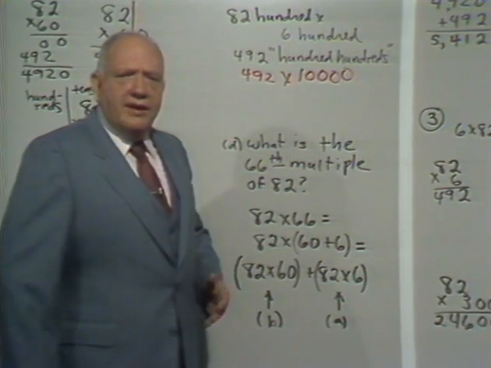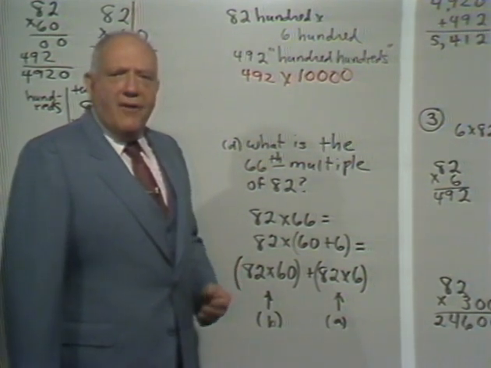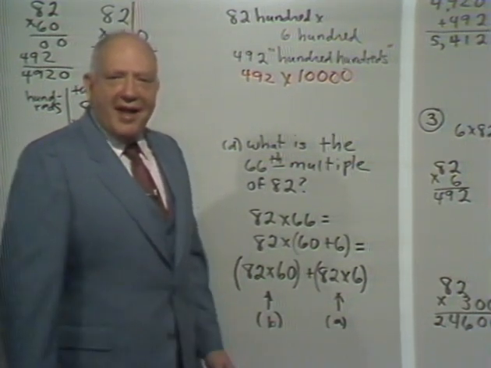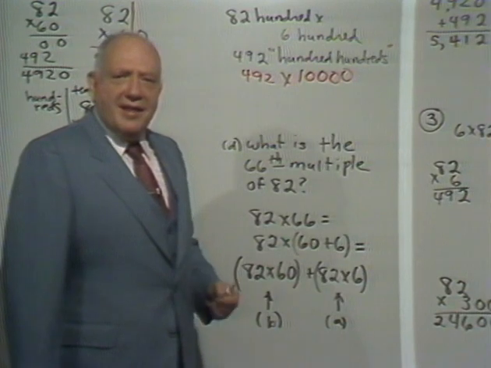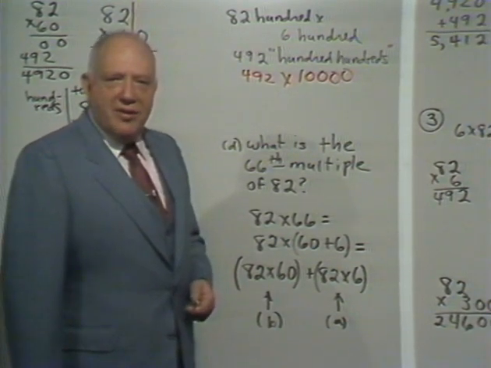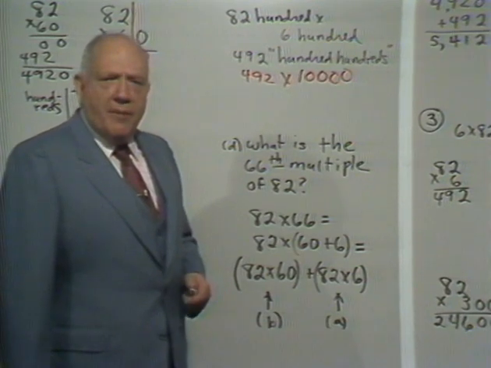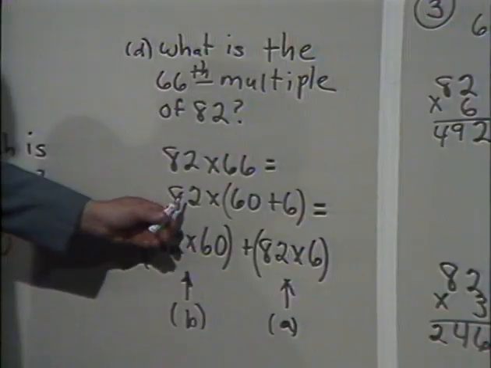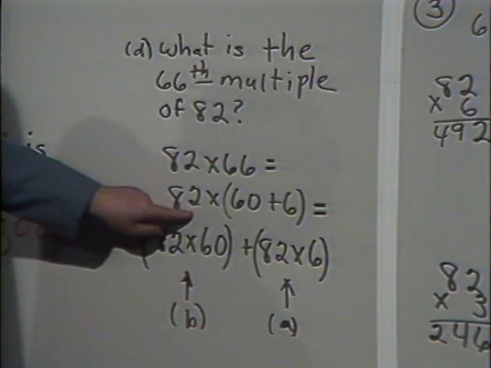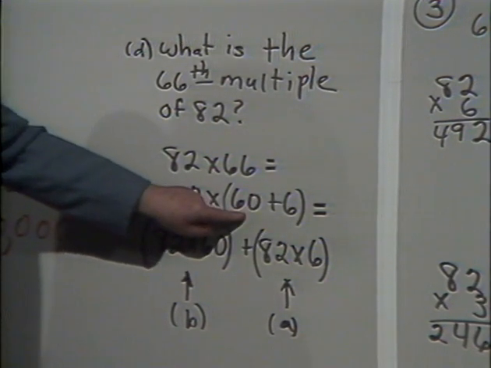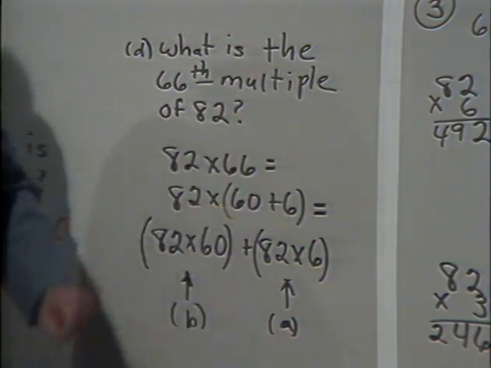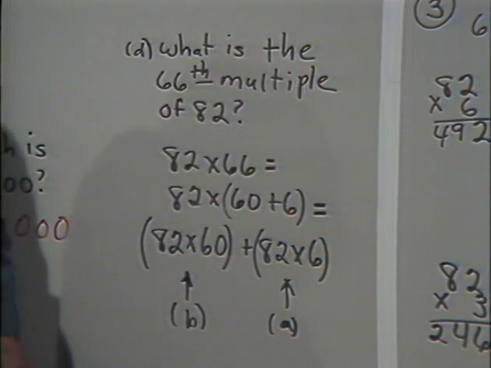I mean, if you wanted 66 apple pies, if you had 60 apple pies and 6 more apple pies, that's 66 apple pies. If you want 66 82s, it's 60 82s plus 6 more 82s. And in the language of the distributive property, what it says is when a number is multiplying the sum of two numbers, the outside number multiplies the first inside number, then the outside number multiplies the second inside number, then we add both of these results.